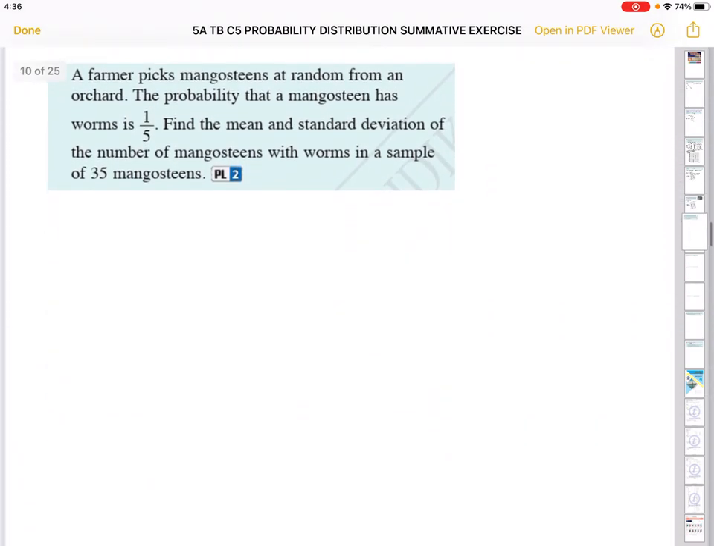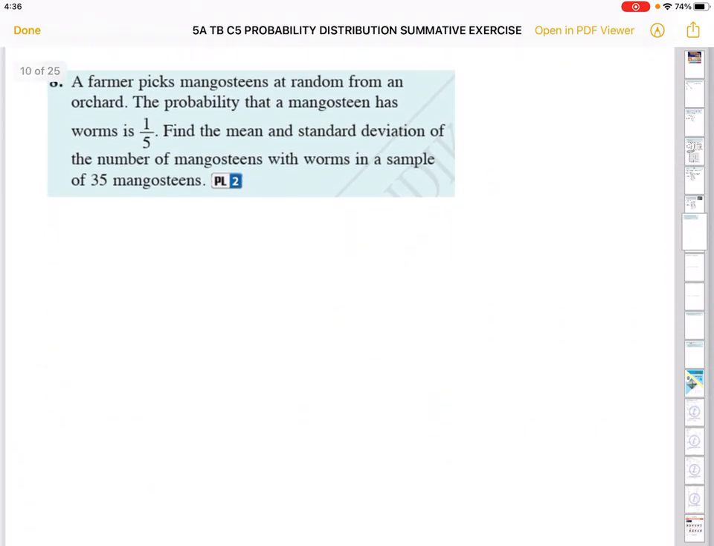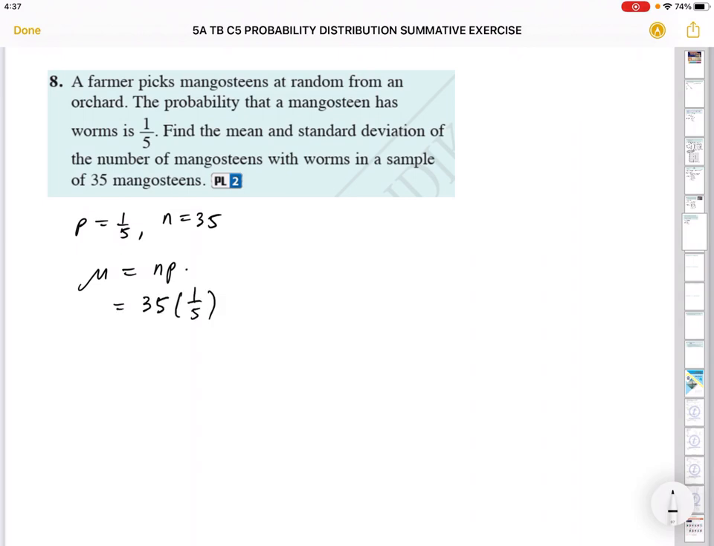Okay, next one. A farmer, question number 8. A farmer picks mangosteen at random from an orchard. The probability that the mangosteen has worm is 1 over 5. So P equals 1 over 5. Find the mean and standard deviation of a number of mangosteen with worms in a sample of 35 mangosteen. So this is a binomial. Remember, mean is mu equals to np. My mu is, n is 35, p is 1 over 5. Answer is 7. That means on average out of 35, 7 of them will have worm, right?